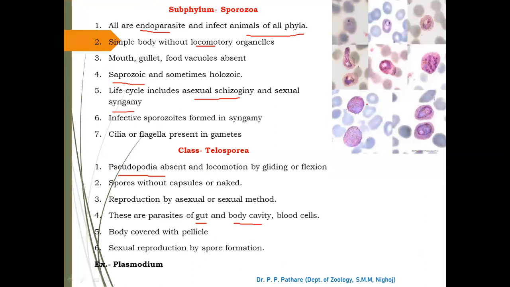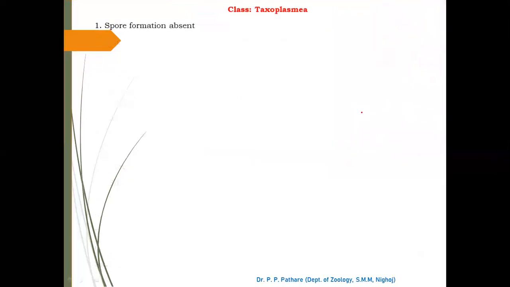If any mosquito is infected by this telosporan, that is Plasmodium, and by chance such an infected mosquito bites or attacks a human being, at that time it can transfer this parasite into the human being, and this particular infected human being suffers from malaria. Okay, do you understand the reason for malaria? The malaria causing agent is Plasmodium. Okay, samajh mein aa raha? This is the whole information regarding class Telosporea.